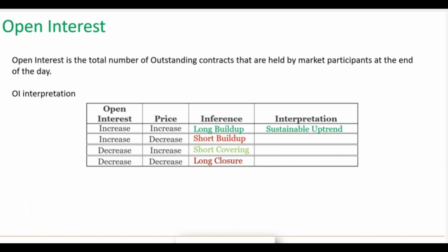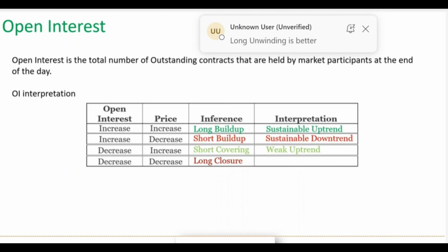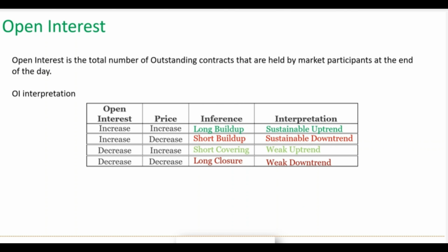Long buildup shows that it's a sustainable uptrend because of long positions, which means people are bullish on that particular security. Correct? Opposite to that, short buildup is a sustainable downtrend. Now, think of short covering, which means people had shorted earlier. इसको वो buyback कर रहे हैं because of which prices are going up. So it's an uptrend, but it might be a weak uptrend. They might be just covering their positions in this expiry and moving them over to the next expiry. Similarly, the fourth scenario will be a weak downtrend.